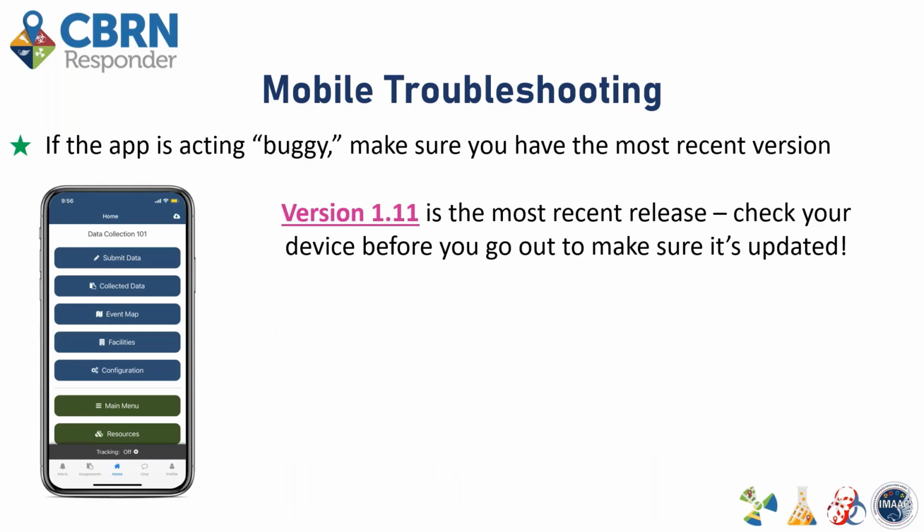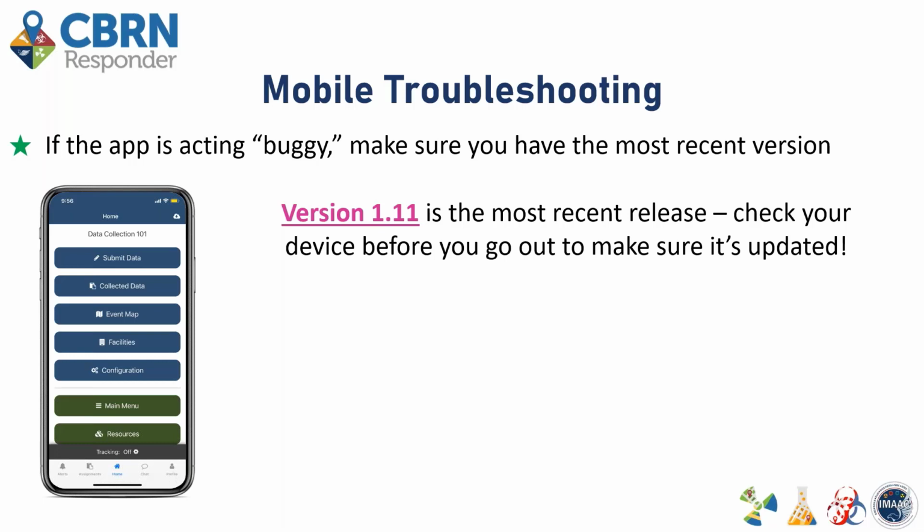And lastly, before you even have your responders go out and before the event even occurs, if the app is acting buggy, make sure you have the most recent version. With all versions, we make bug fixes and enhancements. So version 1.11 is the most recent release as of April 2024.